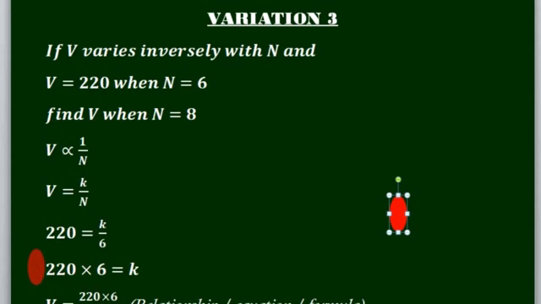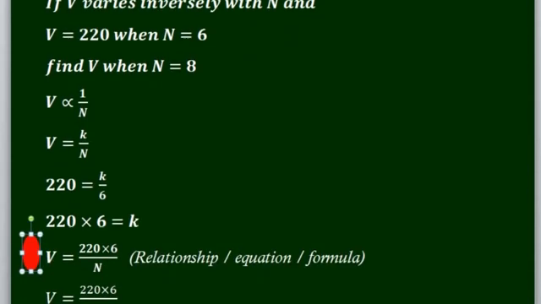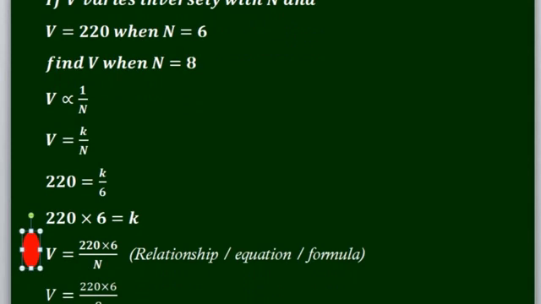But before that, we need to write our relationship. Also, the question is not asking for the relationship, but still we need it to solve our problem. So in our relation, because we found the value of K, now we're going to have V is equal to 220 times 6 over N. This is the relationship between V and N, or the formula connecting V and N, or the equation connecting V and N.